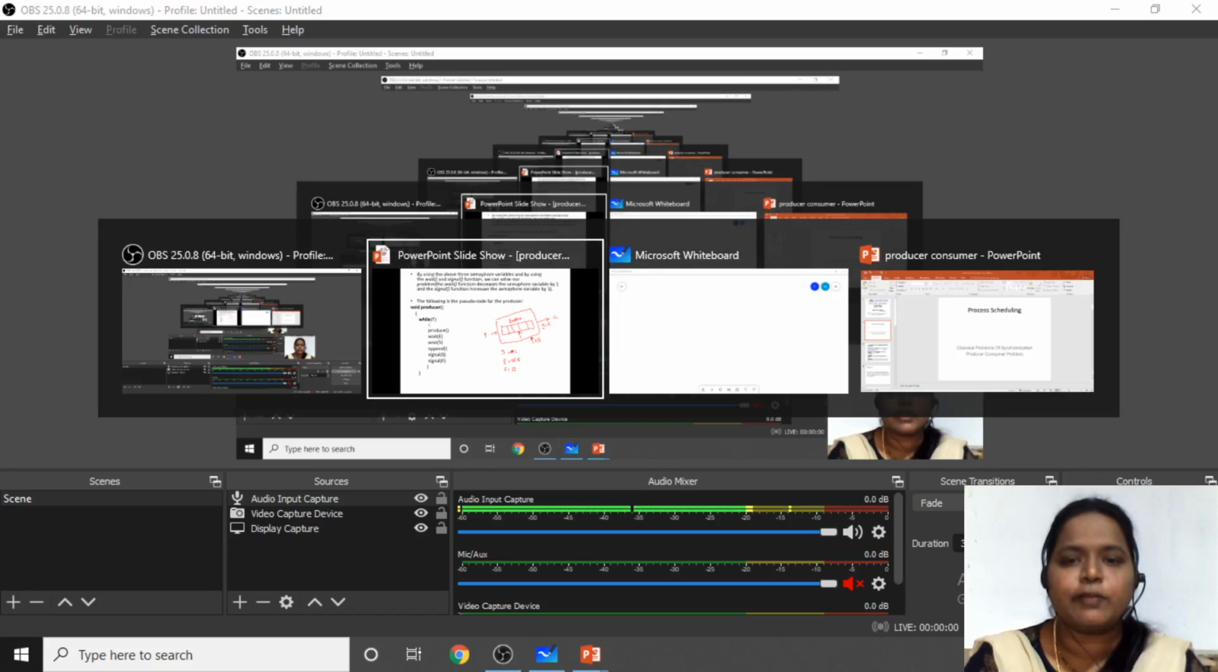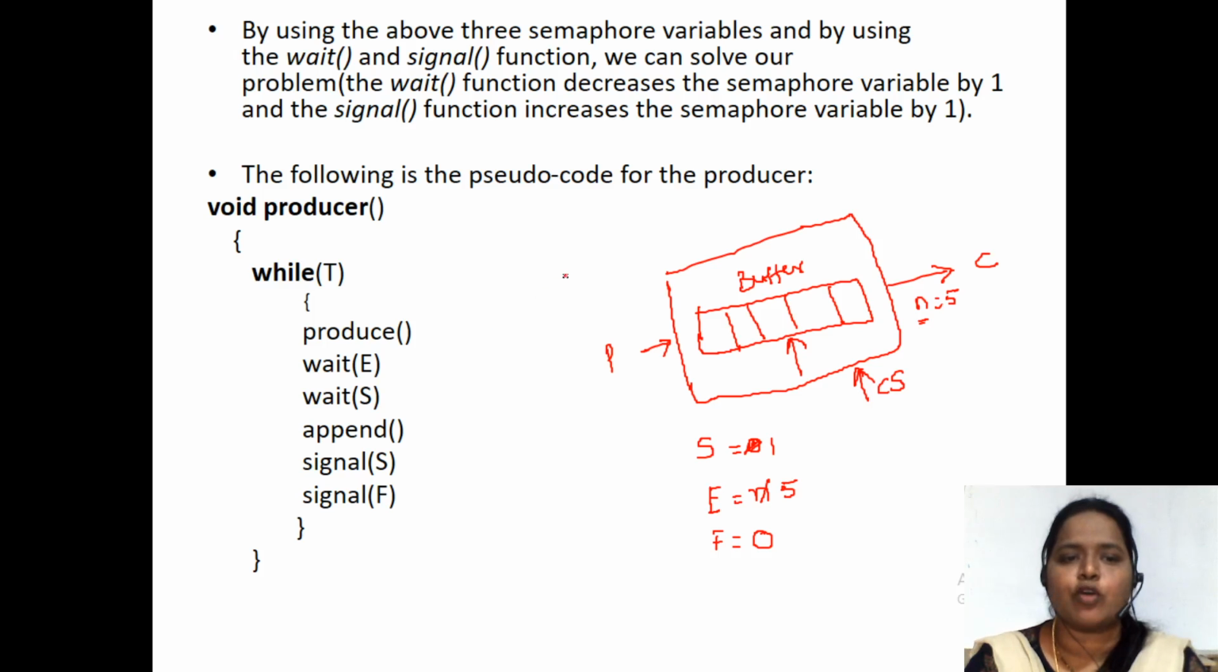So here we are going to see how the producer is going to write his code and how the consumer is going to write his code. Initially we have a buffer which is common between the producer and the consumer. Here the number of buffer slots n = 5, which is fixed, and S is the semaphore, which checks whether only the producer should be in the critical section or the consumer should be in the critical section.